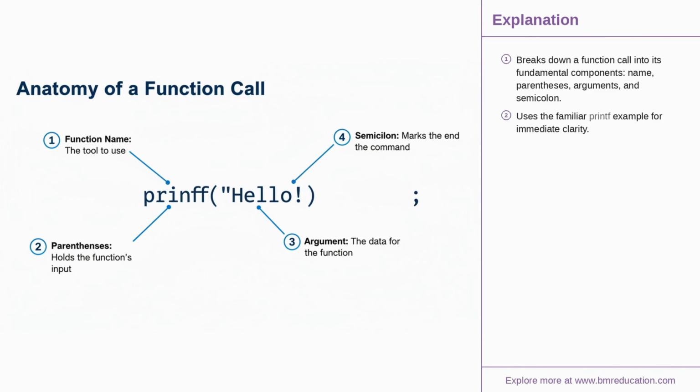With the header included and the linker ready, you can call a function. Let's break down the anatomy of a classic example. Printf hello. First, you have the function's name, printf. This is followed by parentheses, which hold the data the function needs. Finally, a semicolon ends the statement in C. It's a direct command: execute the printf function with this data.